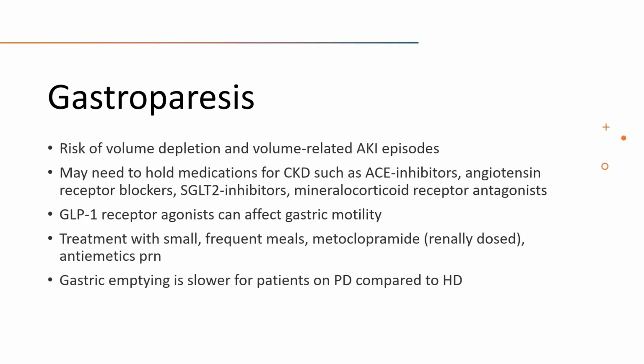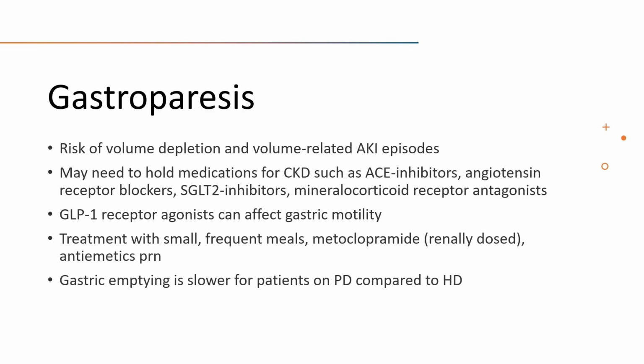The treatment for gastroparesis includes small, frequent meals. They have delayed gastric emptying, so smaller meals allows them to be able to empty their stomach before they have issues with vomiting, and then increasing the frequency so that they're still getting the nutrition they need over the course of the day. Metoclopramide, renally dosed, is helpful for the actual emptying, and then antiemetics don't help with the gastroparesis, but they can help with the symptoms of nausea that are associated with it.